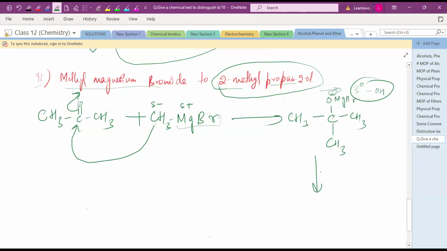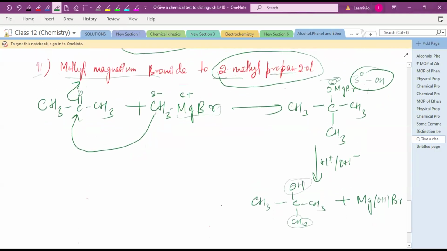Right. In the next step, H plus and OH minus. Okay, acidic hydrolysis करा दो. So this H plus will get attached to the oxygen and this OH minus will get attached to the MgBr. You will get CH3, C, CH3, CH3, this structure, and MgOHBr. Now what is this? This is your 2-methyl propane 2-ol. That's the product. Clear, Ali? Ma'am. Yeah, so if you know the mechanism, it will be very easy for you.